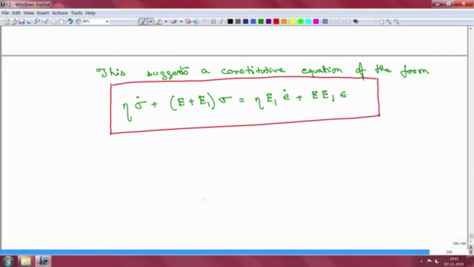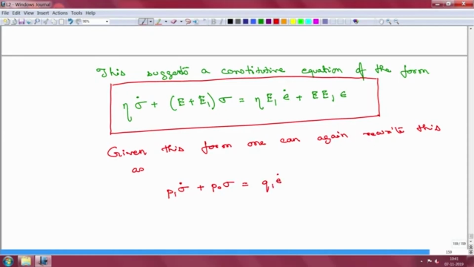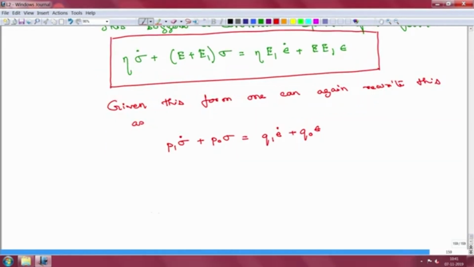So, given this form, one can again rewrite this expression as P1 sigma dot plus P0 sigma equal to Q1 epsilon dot plus Q0 epsilon. The only difference now is that the values of the coefficients are changed. So, I have to now specify what the values are. P1 equal to eta, P0 is E plus E1, Q1 is equal to eta E1, and Q0 is E1 E.